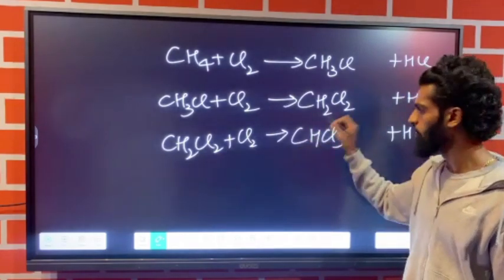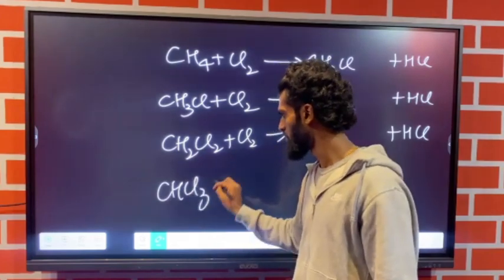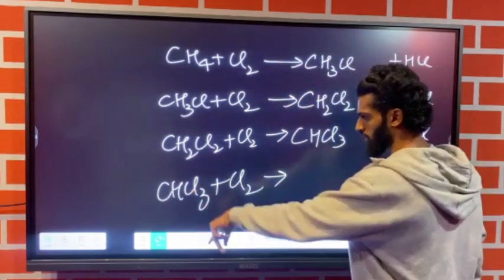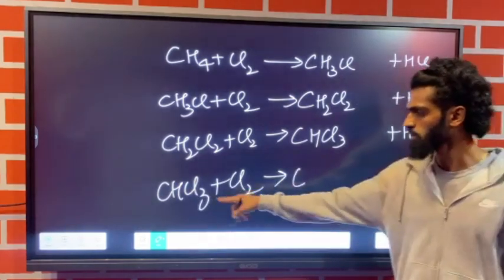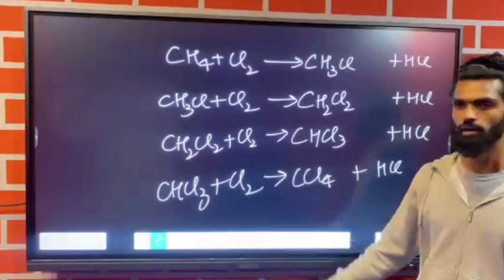chloroform. Okay. Next, copy the same thing, plus Cl2. Reduce 1 hydrogen, increase 1 chlorine, CCl4 plus HCl. Carbon tetrachloride. Same 10th standard stuff.